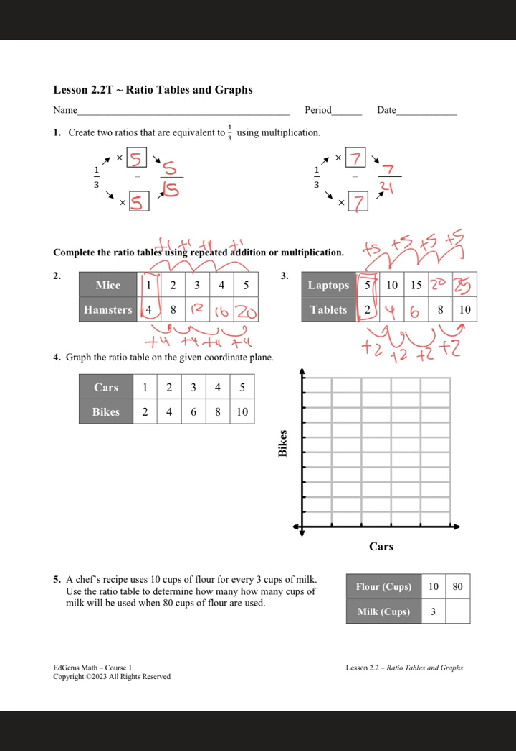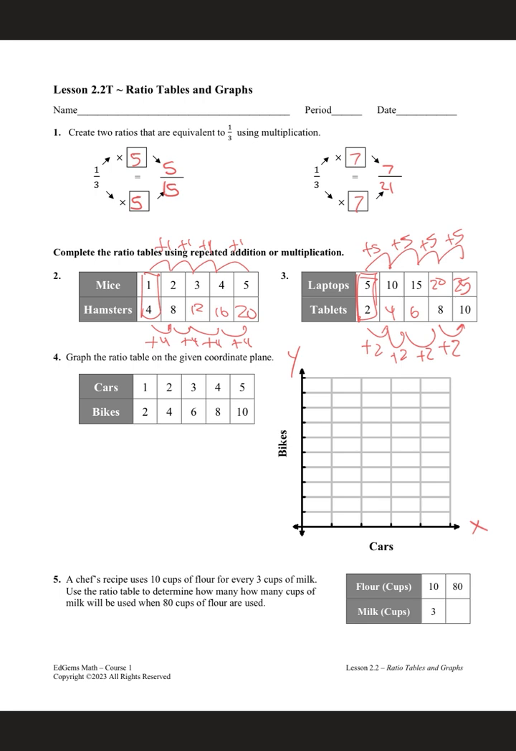On number 4, it says graph the ratio table on the given coordinate plane. So we're comparing cars to bikes. The cars are along my x-axis, and my bikes are along the y-axis. Maybe you've been introduced to that concept of axes before. I don't know. But that's what we're doing here.